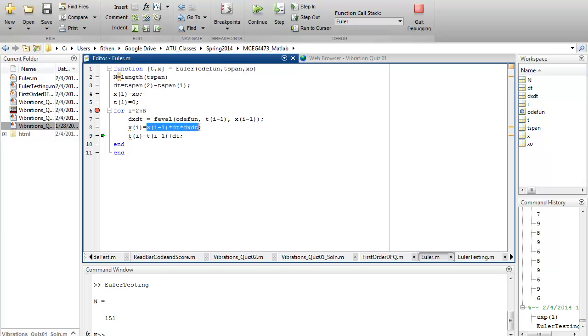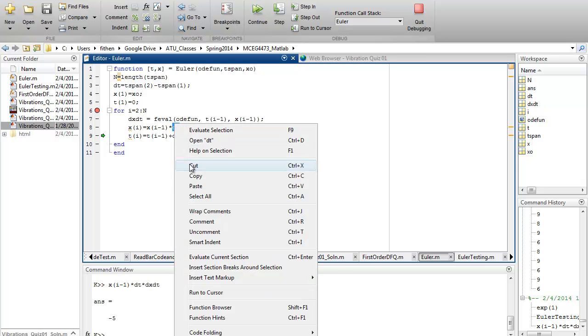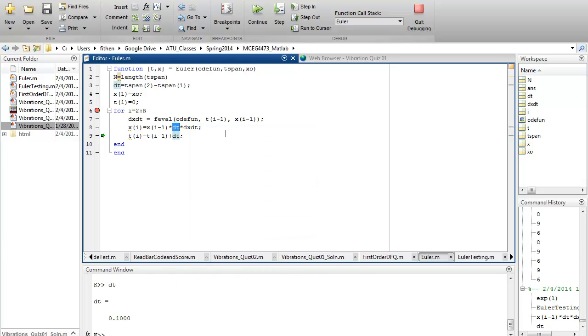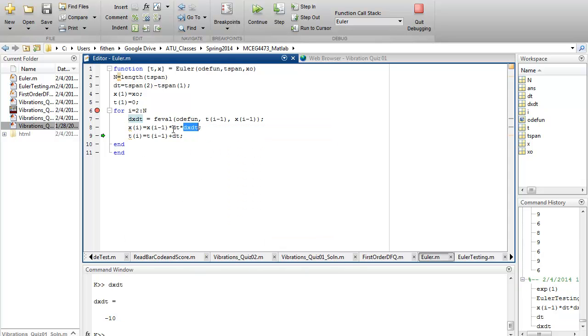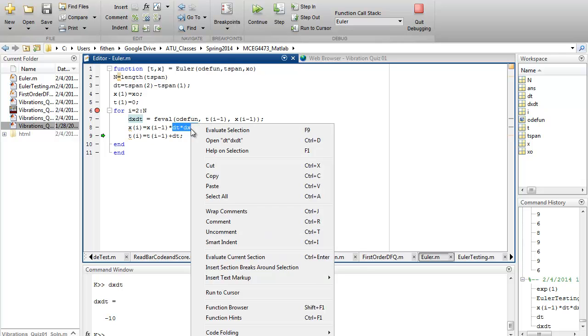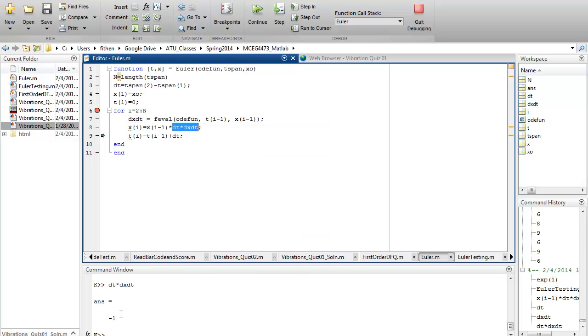Okay, let's evaluate the selection. Let's make sure we've got this right. Okay, DT 0.1, DXT minus 10. So I want to evaluate this one. I right click and do evaluate selection. I got minus 1.